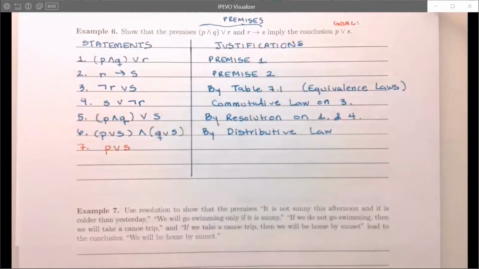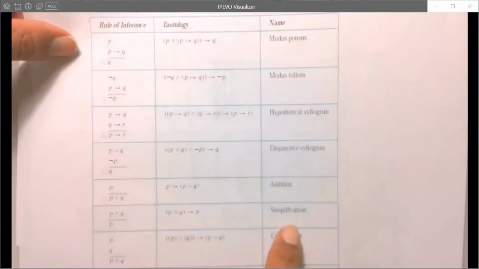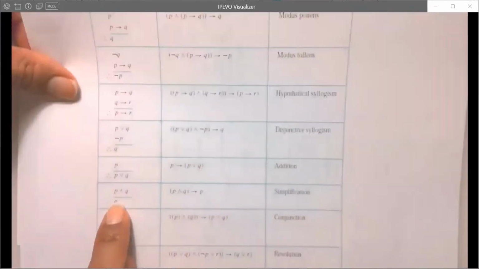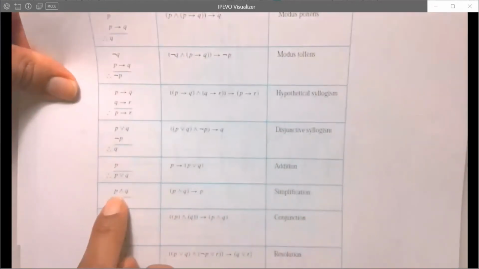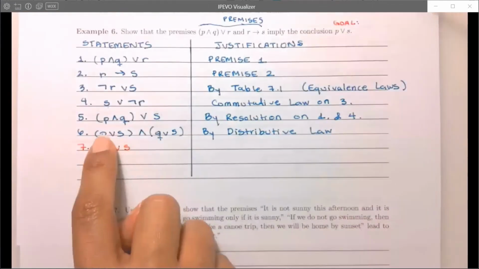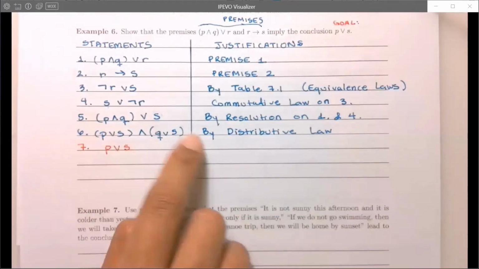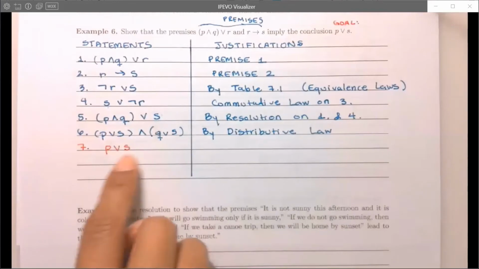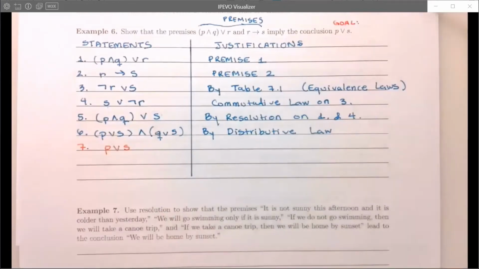Let's say why am I allowed to conclude P or S? Go to the rules of inference. If you take a look at the simplification rule, it says if you have the conjunction of two propositions or two compound propositions, then you're allowed to conclude either one of these. So for instance, if this means I'm wearing purple and I'm wearing black, then we can conclude that I'm wearing purple is true, right? So same thing here. If we have some compound proposition and a second compound proposition, we're allowed to conclude the first compound proposition. So this is by simplification.